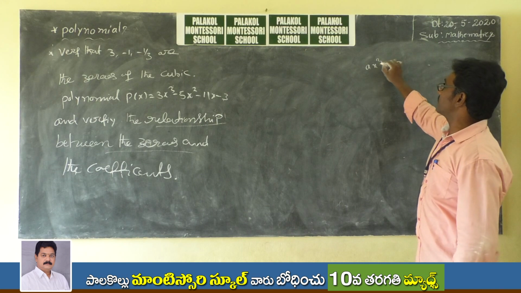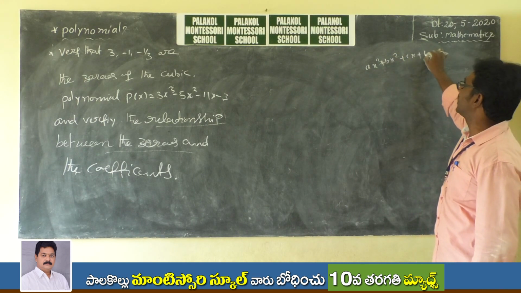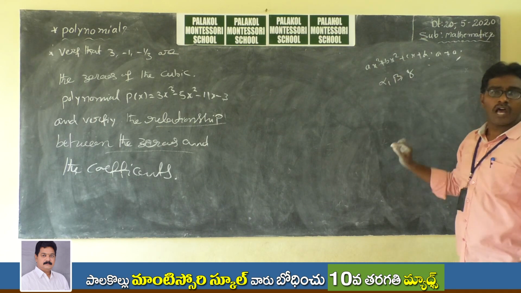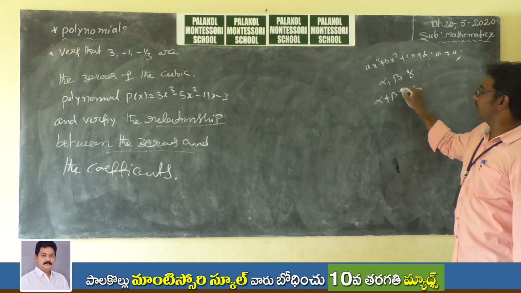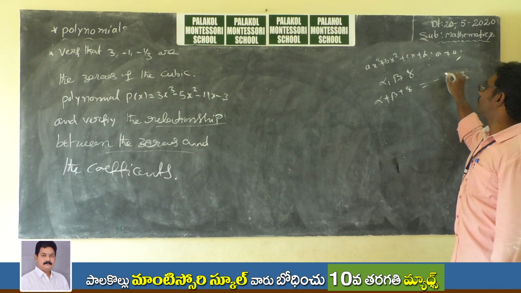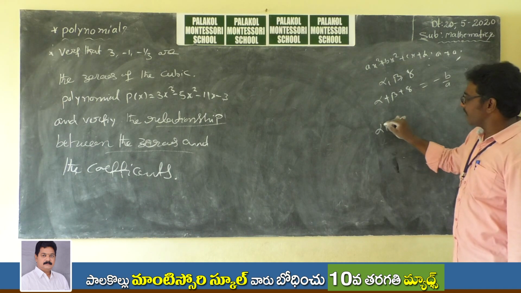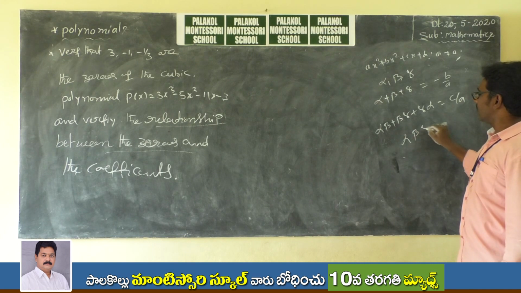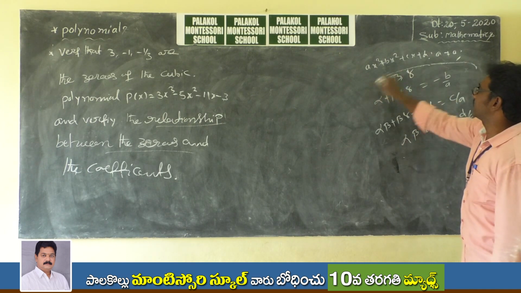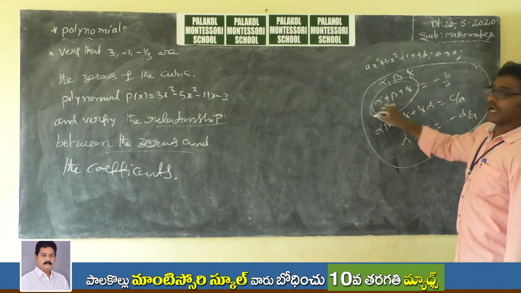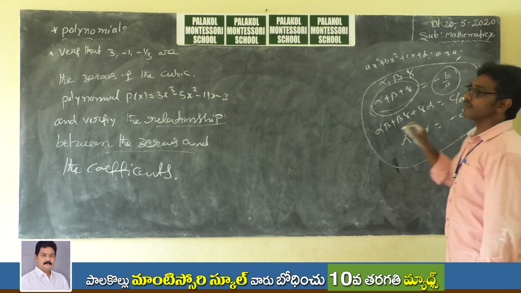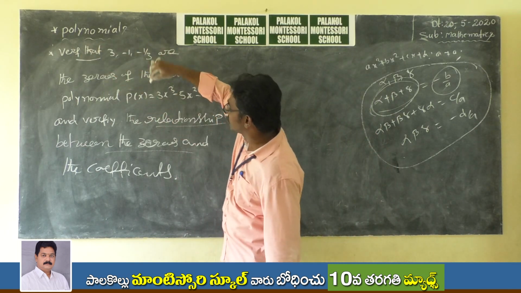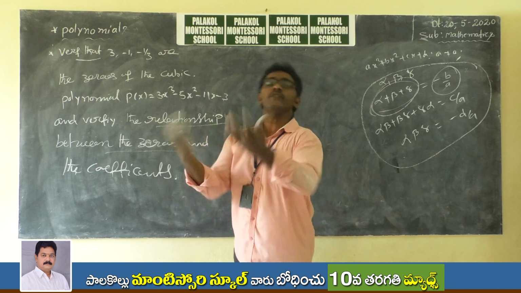Remember that ax cube plus bx square plus cx plus d, a not equal to 0. You know that. How many general zeros are there? Alpha, beta, gamma. Sum of alpha plus beta plus gamma is equal to minus b by a. Alpha beta plus beta gamma plus gamma alpha is equal to c by a. Alpha beta gamma is equal to minus d by a. You know that's the relation between zeros and coefficients. When you find that out, first you verify that these ones are zeros or not. Check it, then after you verify this.